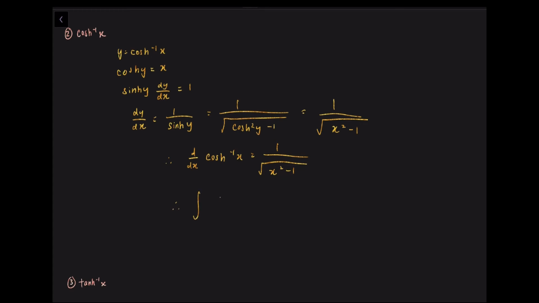And integrating 1 over the square root of x squared minus 1 equals the inverse of cos x plus c.